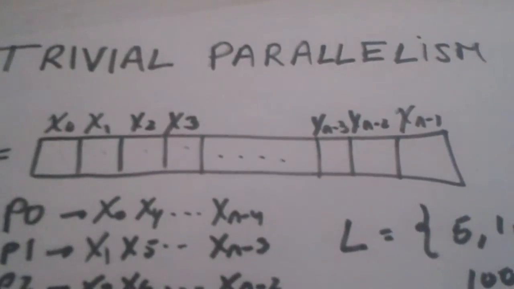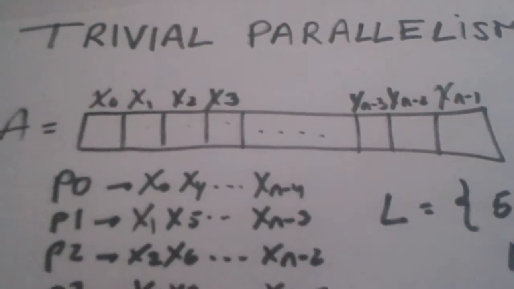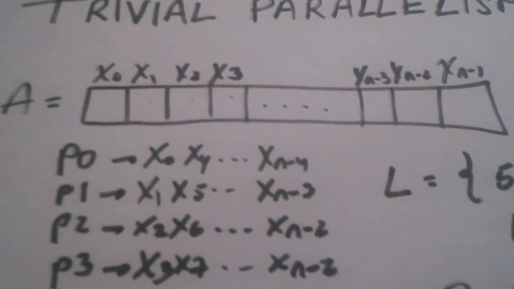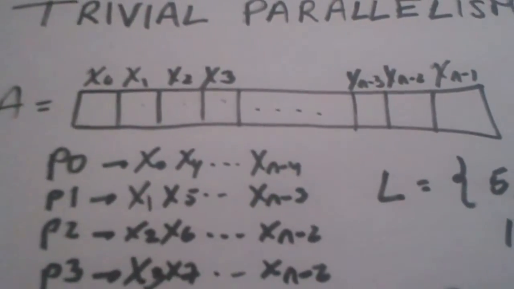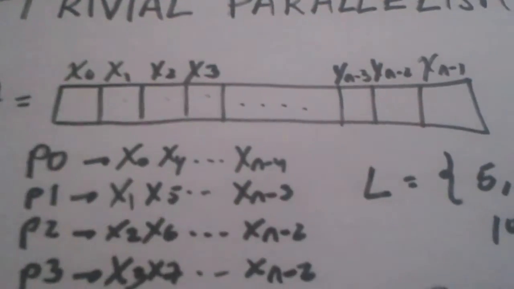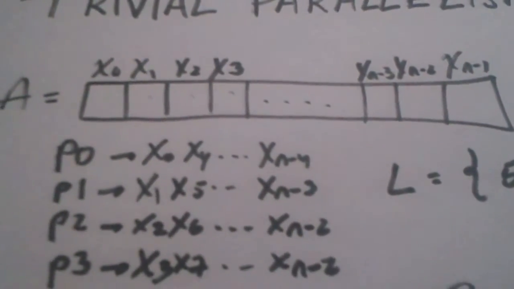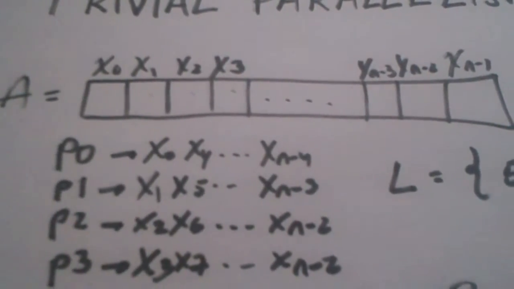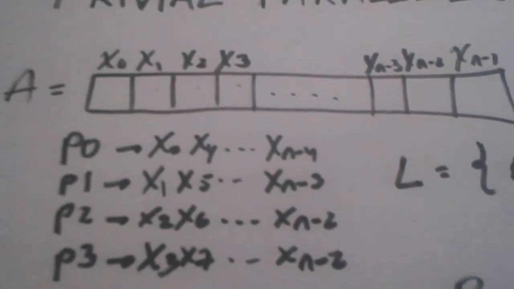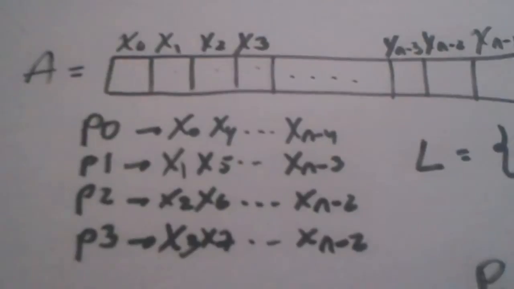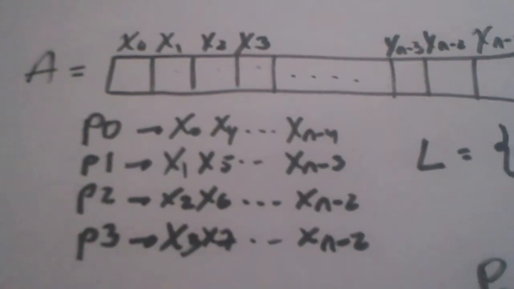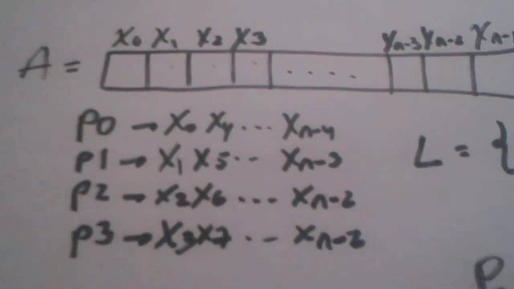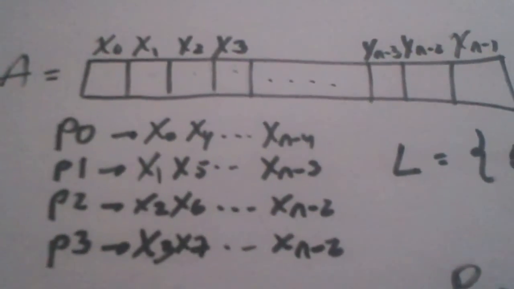So, let's make an example. Suppose we have this array, let's call it A, with values x0, x1, x2, x3, up to xn minus 1. And we have a machine, a computer with 4 processors. And we want to distribute this data uniformly between these processors. So let's choose the following order. Processor 0, let's number the processors from 0, has the data x0, x4, and up to xn minus 4.